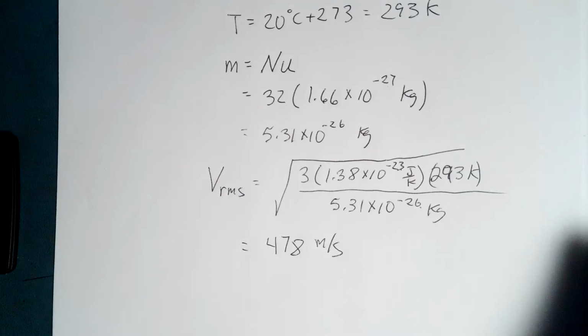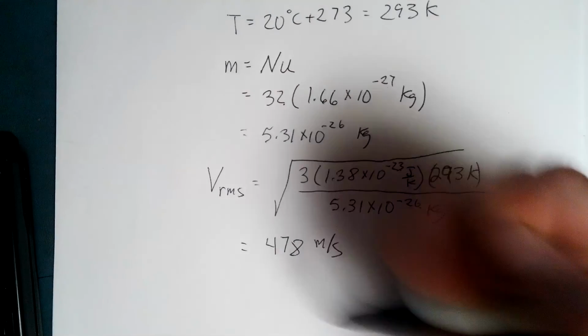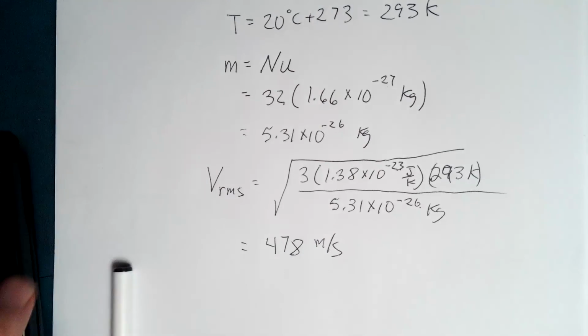for oxygen. And for nitrogen, you just do the same thing, except that 32 is going to be a 28. Everything else is exactly the same. Okay, I'll go ahead and stop there.